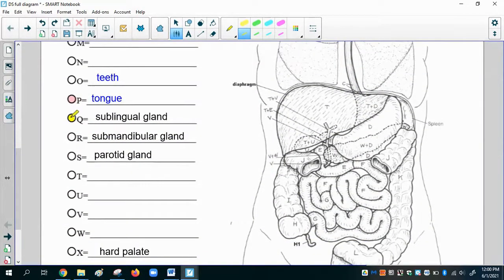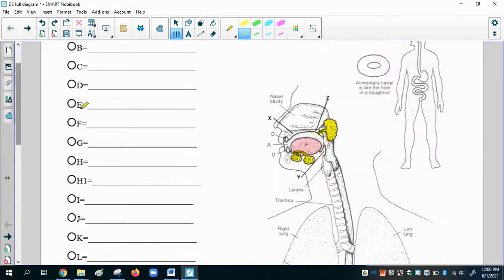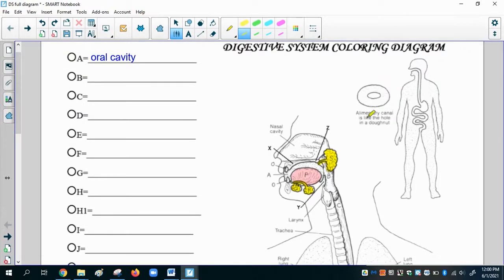So adding my color to my letters down here. And we're almost done with this area. Letter B is the next part of the alimentary canal along our journey. And I like this little graphic up to the top. The alimentary canal is like the hole in a donut if the donut was the rest of our body.